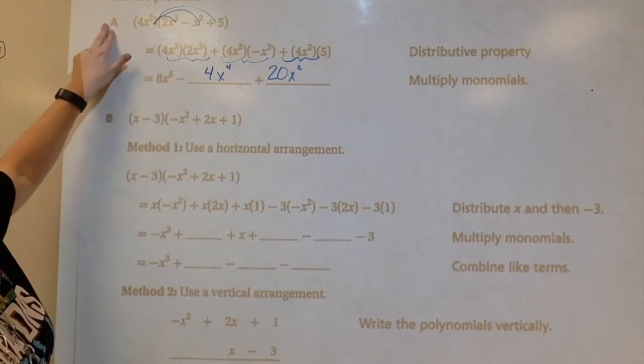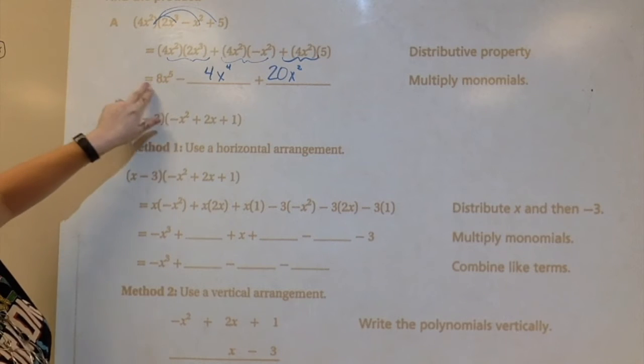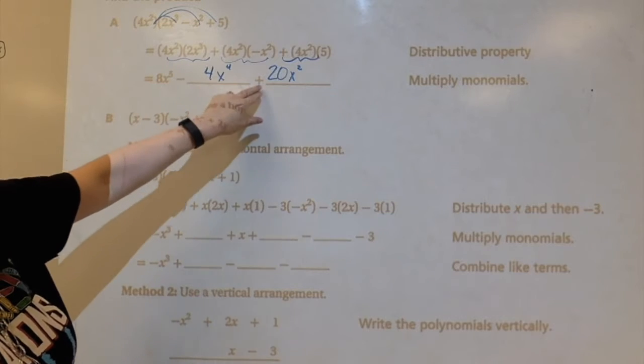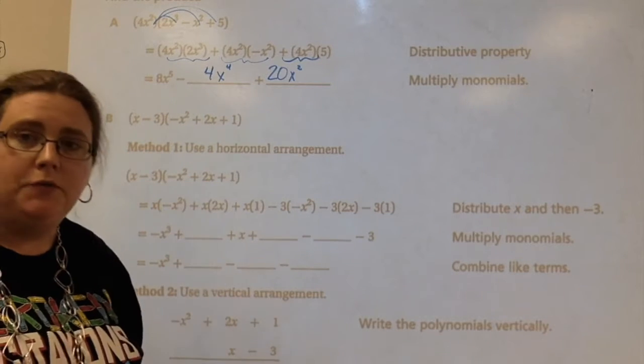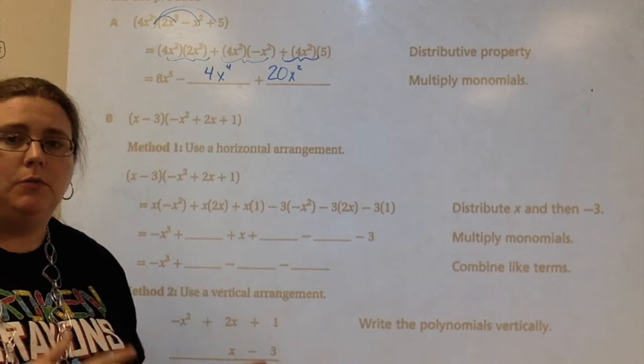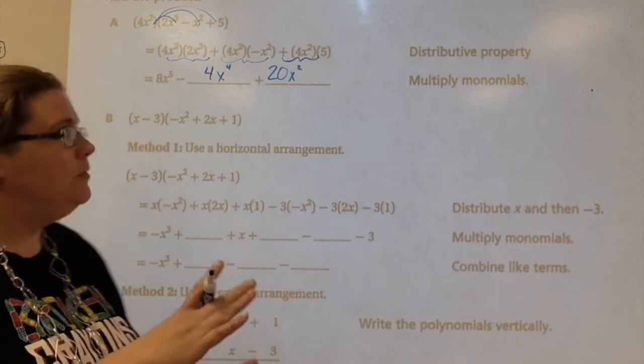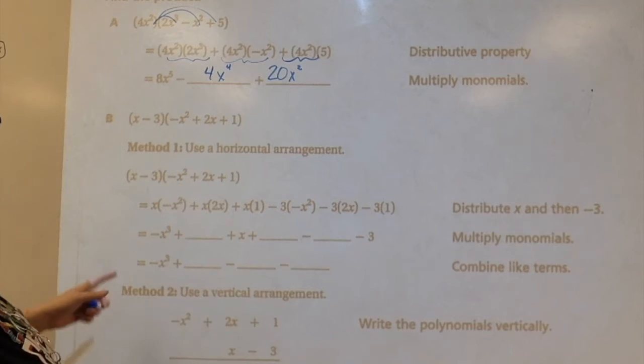So for part A of example 1, you should have 8x to the 5th minus 4x to the 4th plus 20x squared. And again, if I'm going too fast, feel free to pause it. Feel free to rewind it. Do whatever you need to do. I am trying to make these videos a little bit shorter, so I'm just going to keep moving, and you can just pause it if you need to.